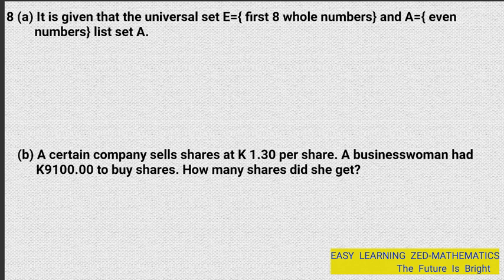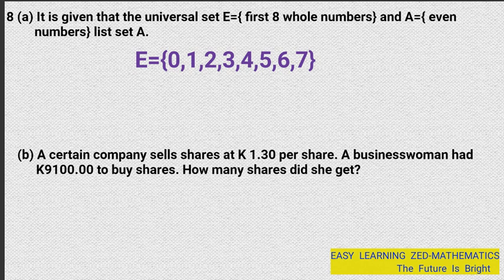So let's start with whole numbers. Whole numbers are counting numbers including 0. So when you start counting, you start 1, 2, up to whatever. So those numbers including what? 0. Okay, then the first 8 whole numbers are these.